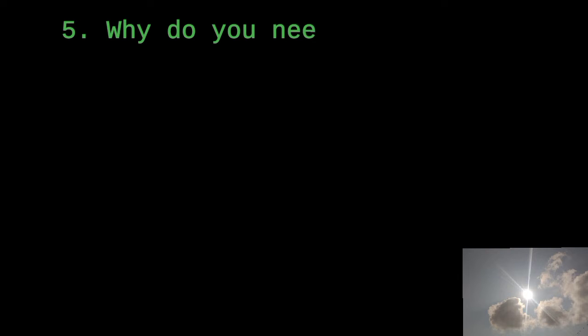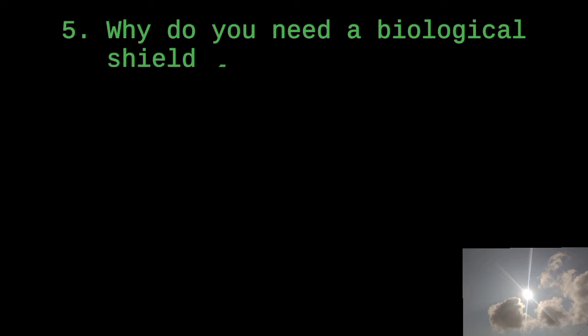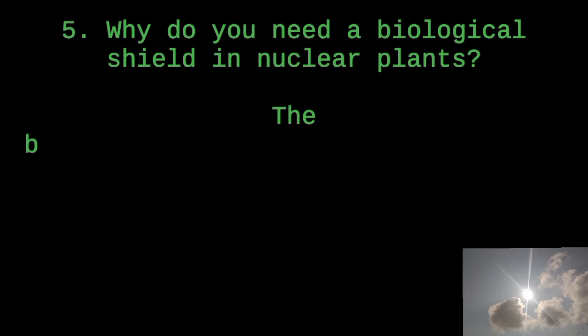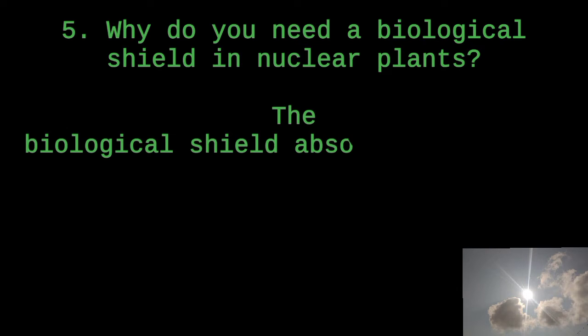5. Why do you need a biological shield in nuclear plants? The biological shield absorbs neutron, gamma, and beta radiation and protects living things.